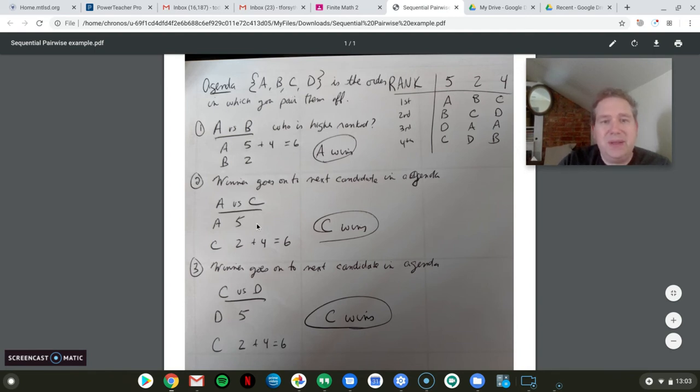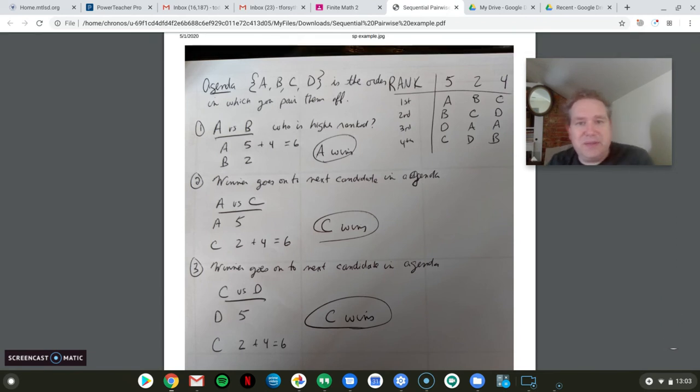So we do the same thing, A versus C. These 5 people preferred A to C, but these 2 people and these 4 people both preferred C higher than A. C is higher than A with the second 2 columns, but A is higher than C in the first column. So A has the 5 and C has the 2 plus 4. That's 6. So A is eliminated and C wins against A.